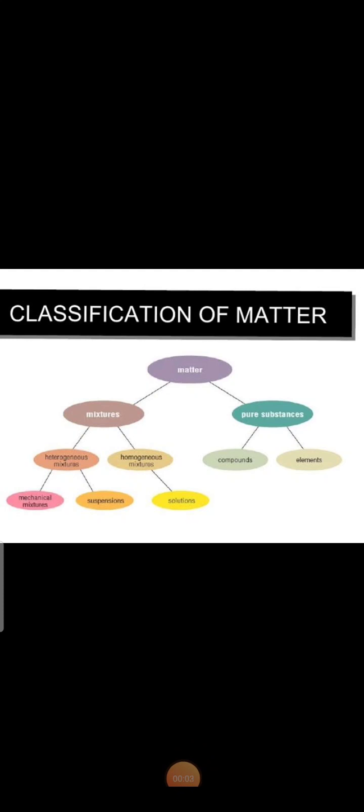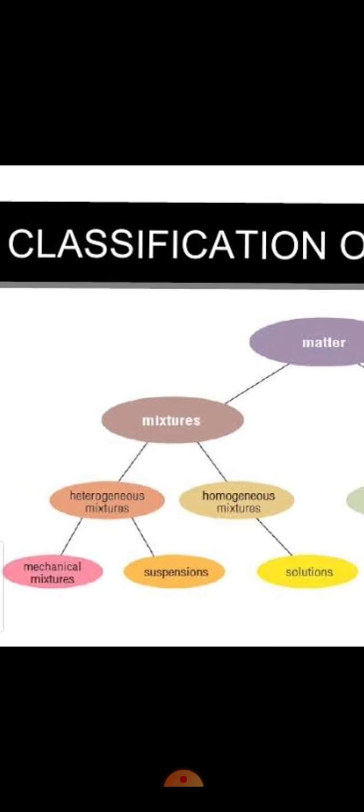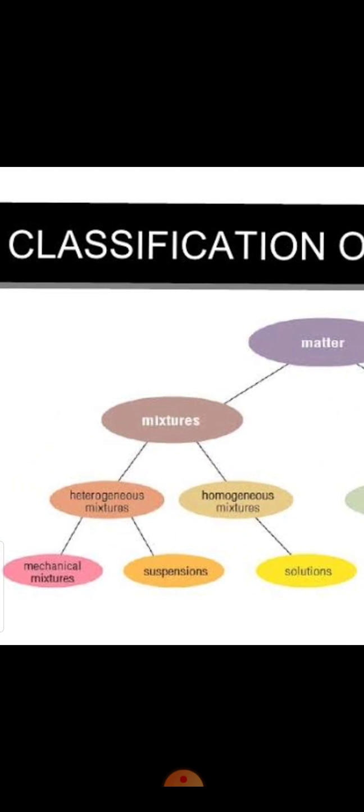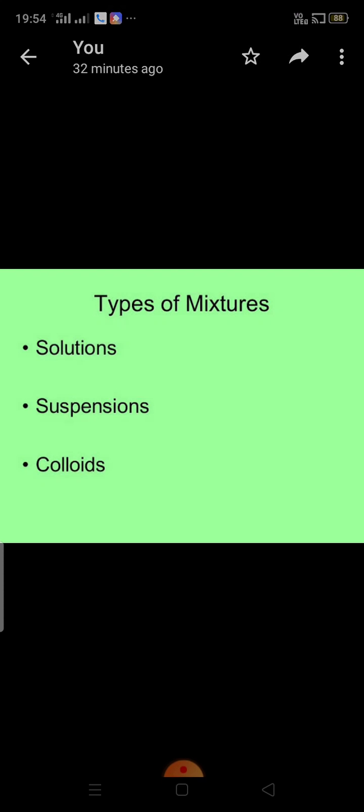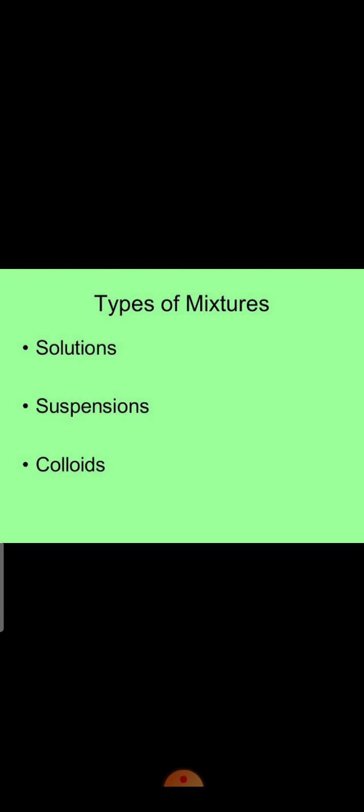Good morning, students. In our previous class, we studied the classification of matter. So now we know that mixtures are of two types, heterogeneous and homogeneous. Heterogeneous mixtures are of two types, colloids and suspension. And homogeneous mixtures are called solution. So we can see that there are three types of mixture: solution, suspension and colloids. So let's start with the solution.